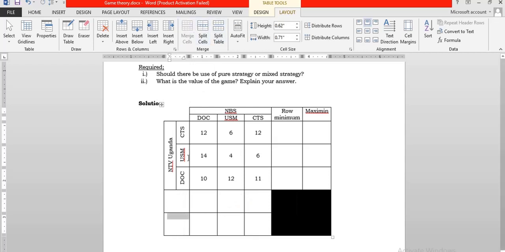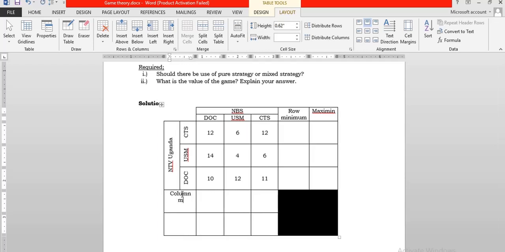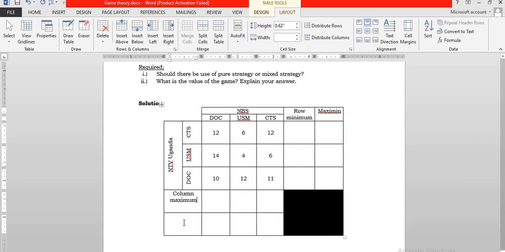Again, this one is what we call the column maximum, and this shall give us the minimax value, minimizing the maximum losses. Minimax value, okay? So there we go.